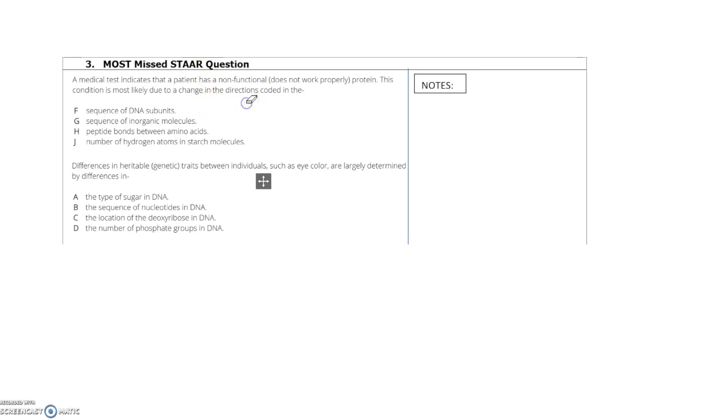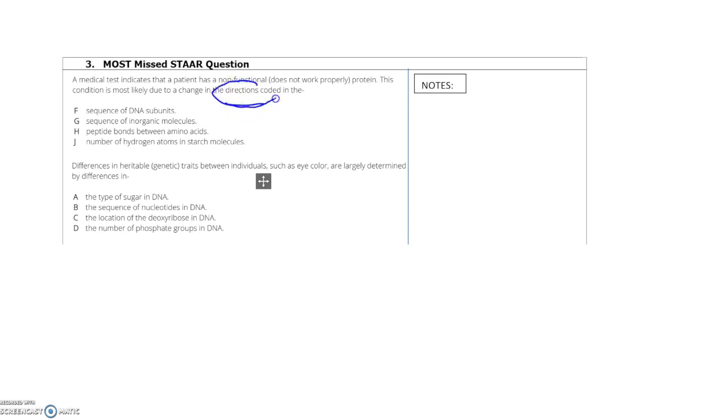Okay, let me get rid of this real quick. You should be in box 3 for most missed STAR questions. We're going to go over 4 questions that were most missed on your common assessment. Let's pick blue pen. So it says a medical test indicates that a patient has a non-functional or not properly working protein. This condition is most likely due to a change in the directions coded by the what?